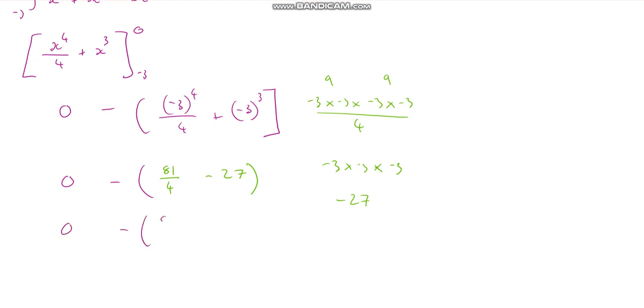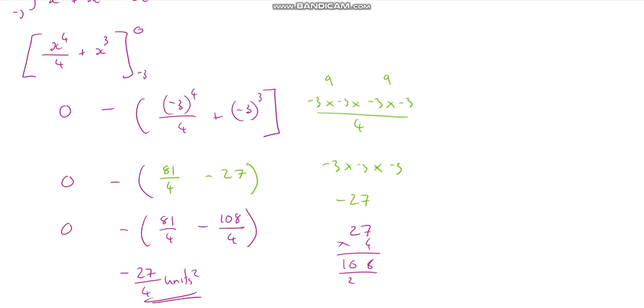Let's put it into quarters, shall we? So 81 over 4, that's fine. Take away, and I want this in quarters. So I'm going to do 27 multiplied by 4. So that's going to be 28, and 4 2s are 8. So 108. Very good. So I'm doing 81, take away 108. So that's going to give me 27. So I've got -27 over 4 units squared.